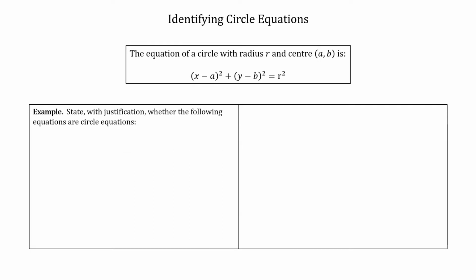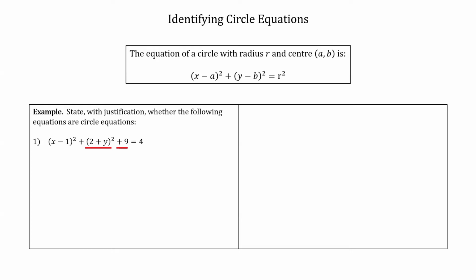State with justification whether the following equations are circle equations. Example 1: x minus 1 squared plus 2 plus y squared plus 9 equals 4. Comparing to the equation, we see that the x minus 1 squared is exactly what we want. The second bracket is a little off because instead of the y term then the number, so y minus b, we have 2 plus y, so we have them the wrong way around. Hopefully we can just flip them and that'll be fine.